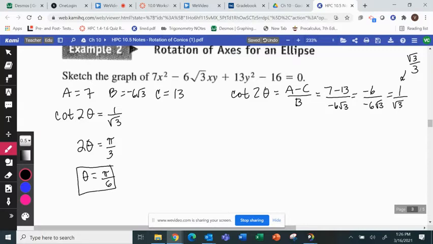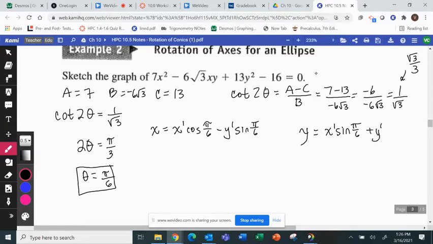So we know the angle that it's rotating is only 30 degrees. Now I'm going to find my x and y conversions. x equals x' cosine of pi over 6 minus y' sine of pi over 6. And then y equals x' sine of pi over 6 plus y' cosine of pi over 6. I'll find these two answers.